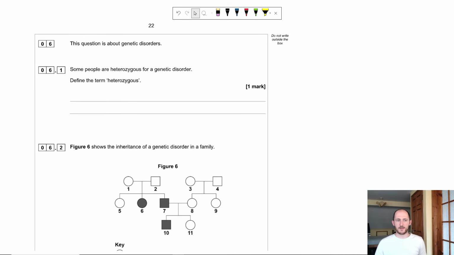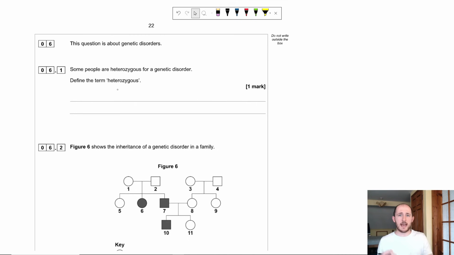And lastly, we have once again some more genetics and mutations and stuff, which I get is probably one of the harder topics in Paper 2 biology, but hopefully the way I explain it will make a bit more sense. So it's about genetic disorders, which I also find quite interesting. Some people are heterozygous for a genetic disorder. To find the term heterozygous, well, all you have to remember is that there's two types.